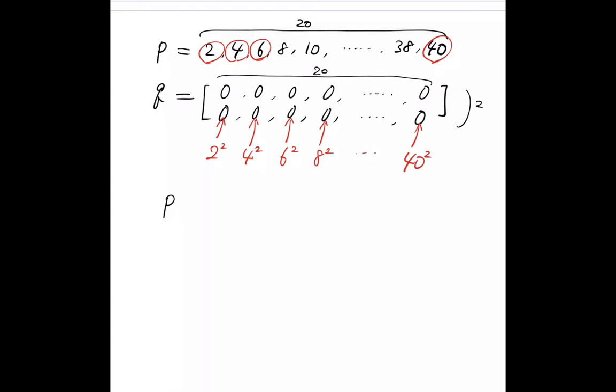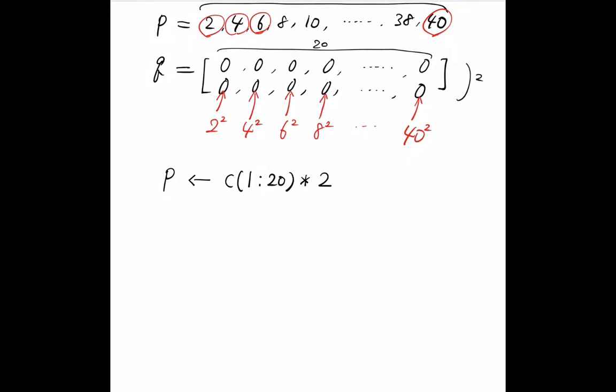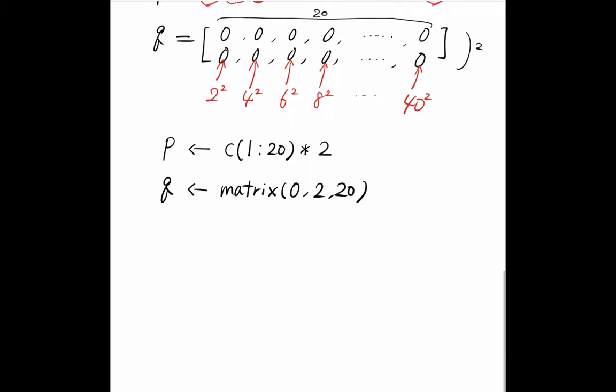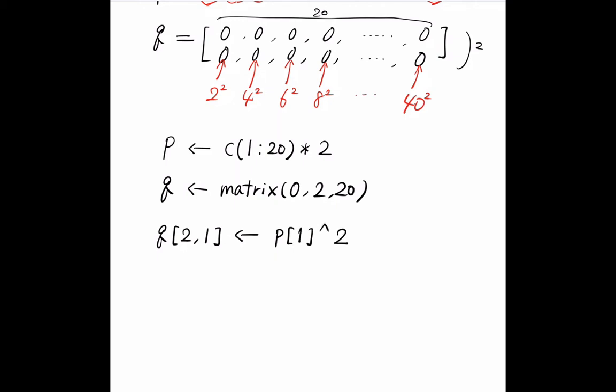So I define vector P with R using create function C 1 through 20 doubled, so each element is doubled. And then to create matrix Q, I can use matrix function matrix 0 to 20, and this will create a matrix of zeros with dimension 2 by 20. And then I can say, okay, replace the first element of Q by the first element of P squared.